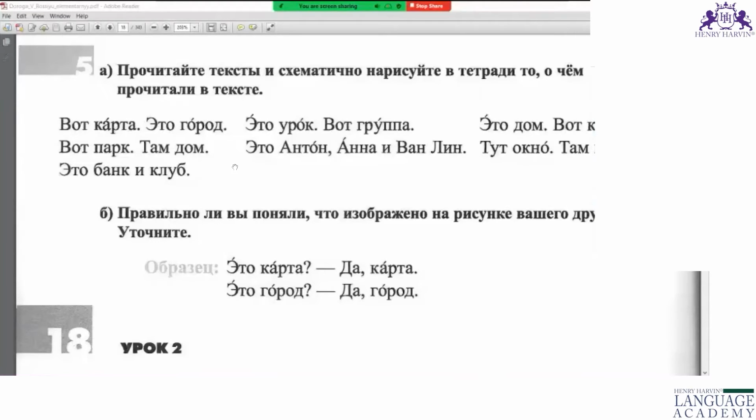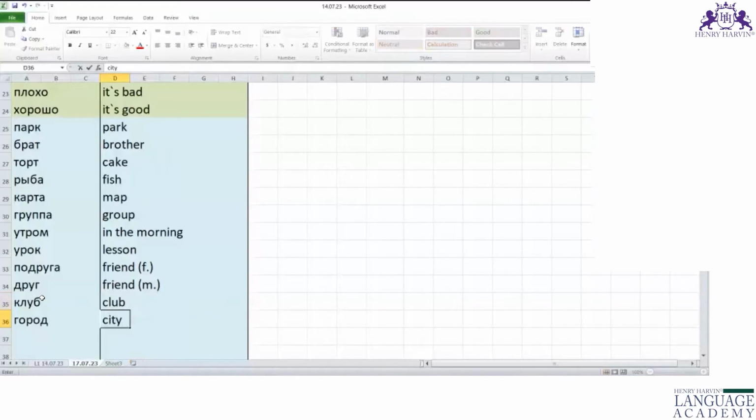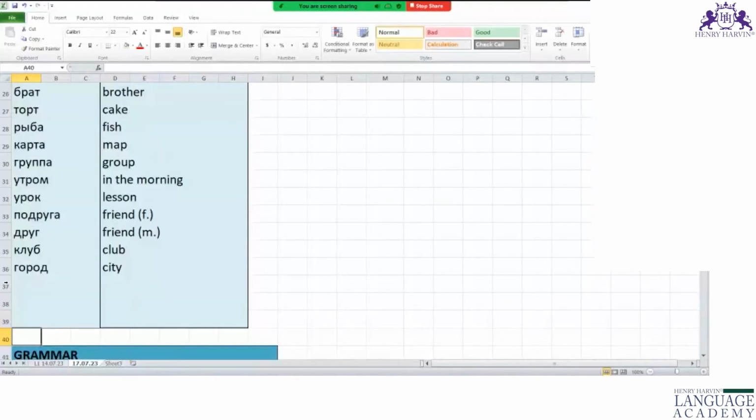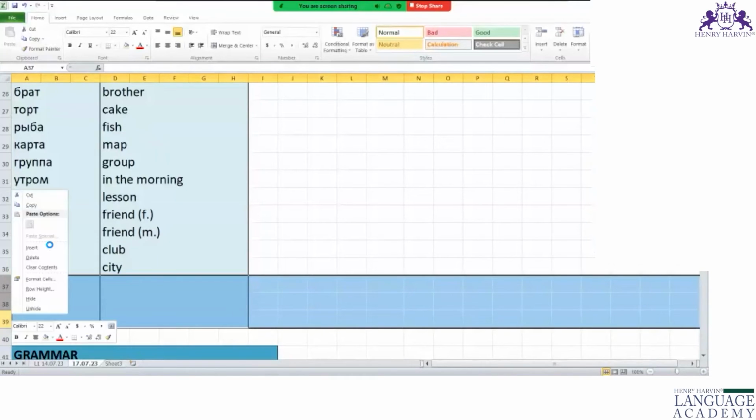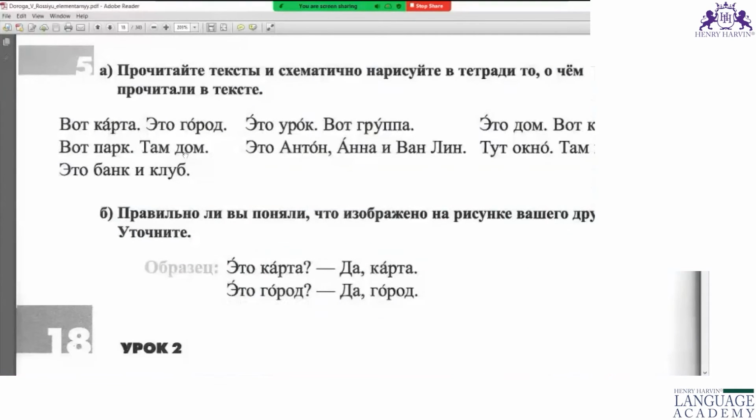And here we have a new word, город. Город is a city. So let's write down the new words. We have the word клуб, which I pronounce as клуб, and город, which I pronounce as город. So клуб is club, город is a city or town. We have no difference when we say город. City or town is the same. Клуб, город.